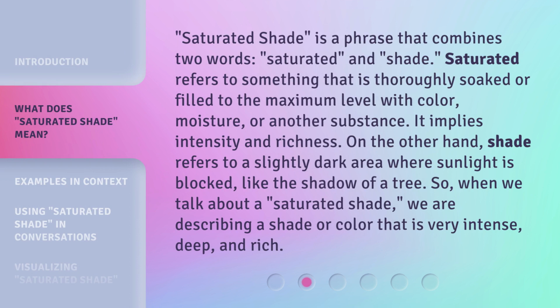Saturated shade is a phrase that combines two words, saturated and shade. Saturated refers to something that is thoroughly soaked or filled to the maximum level with color, moisture, or another substance. It implies intensity and richness. On the other hand, shade refers to a slightly dark area where sunlight is blocked, like the shadow of a tree. So, when we talk about a saturated shade, we are describing a shade or color that is very intense, deep, and rich.